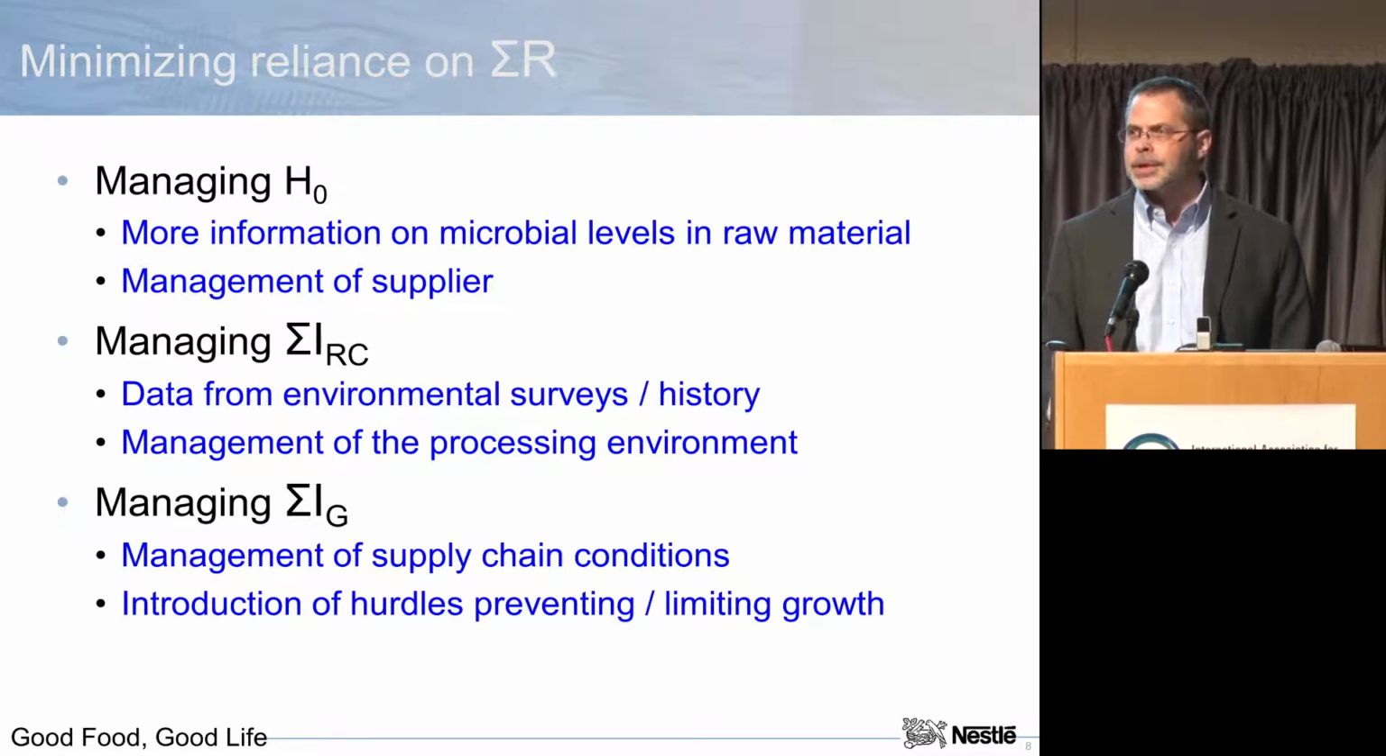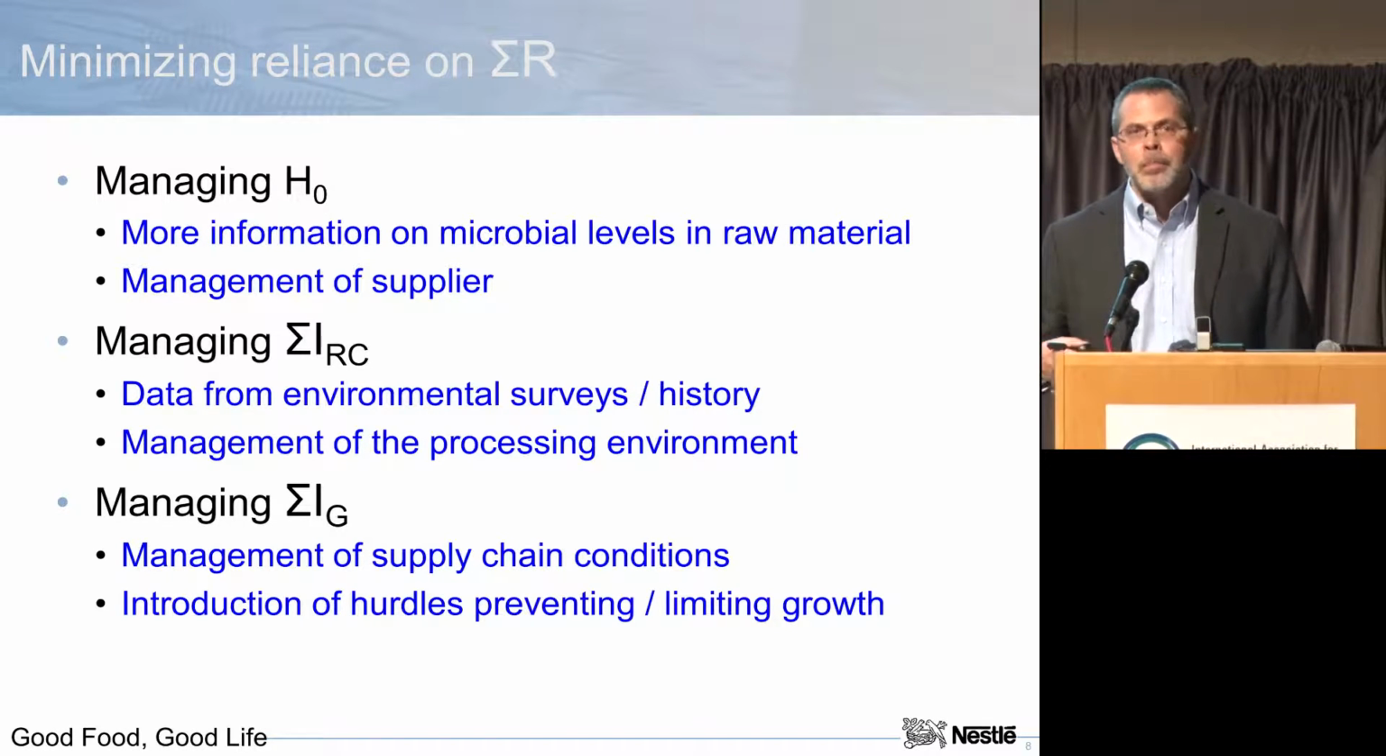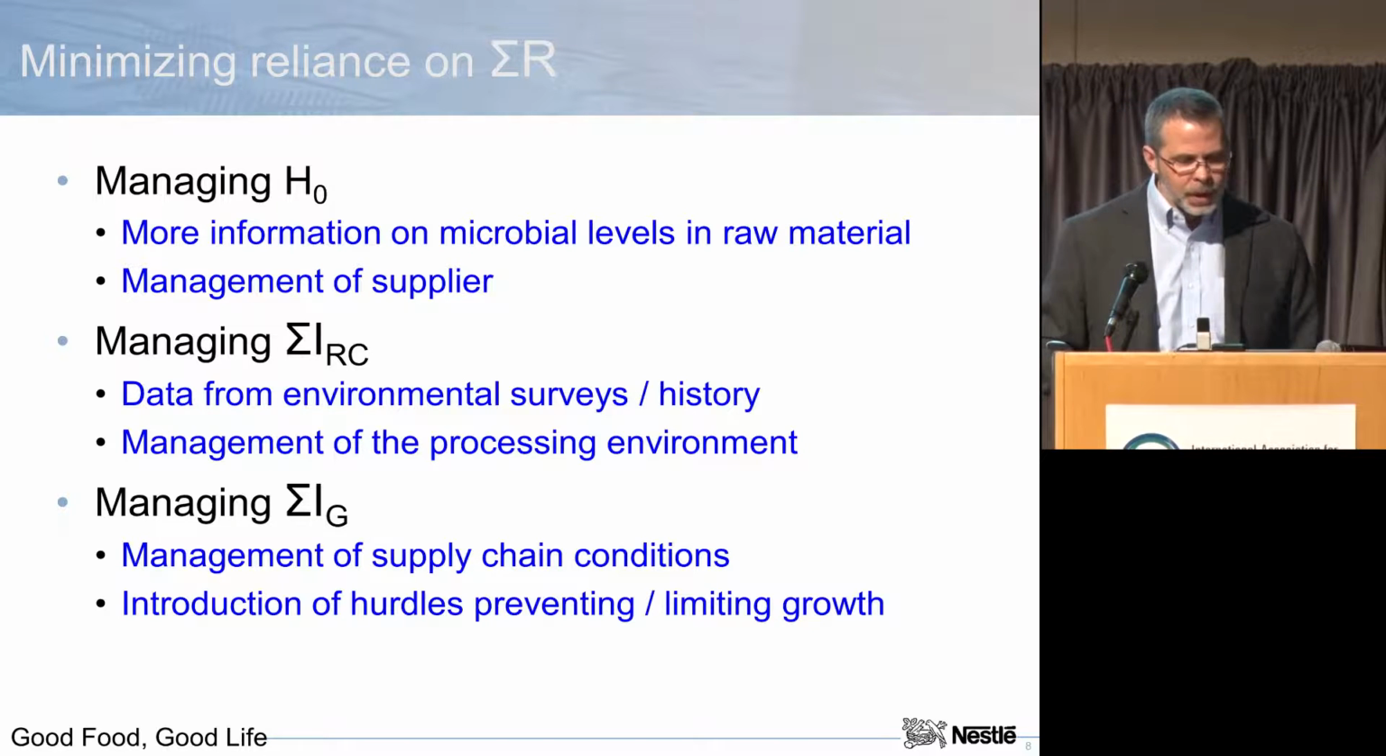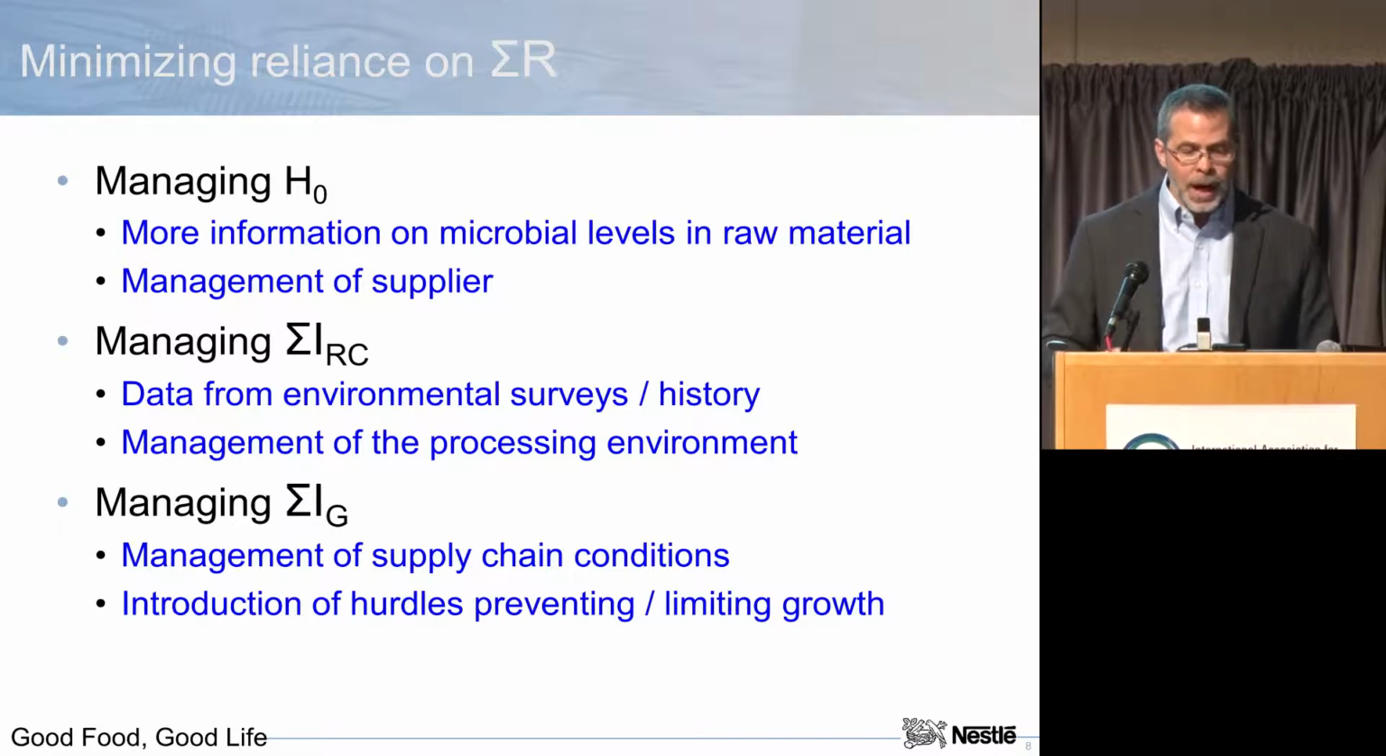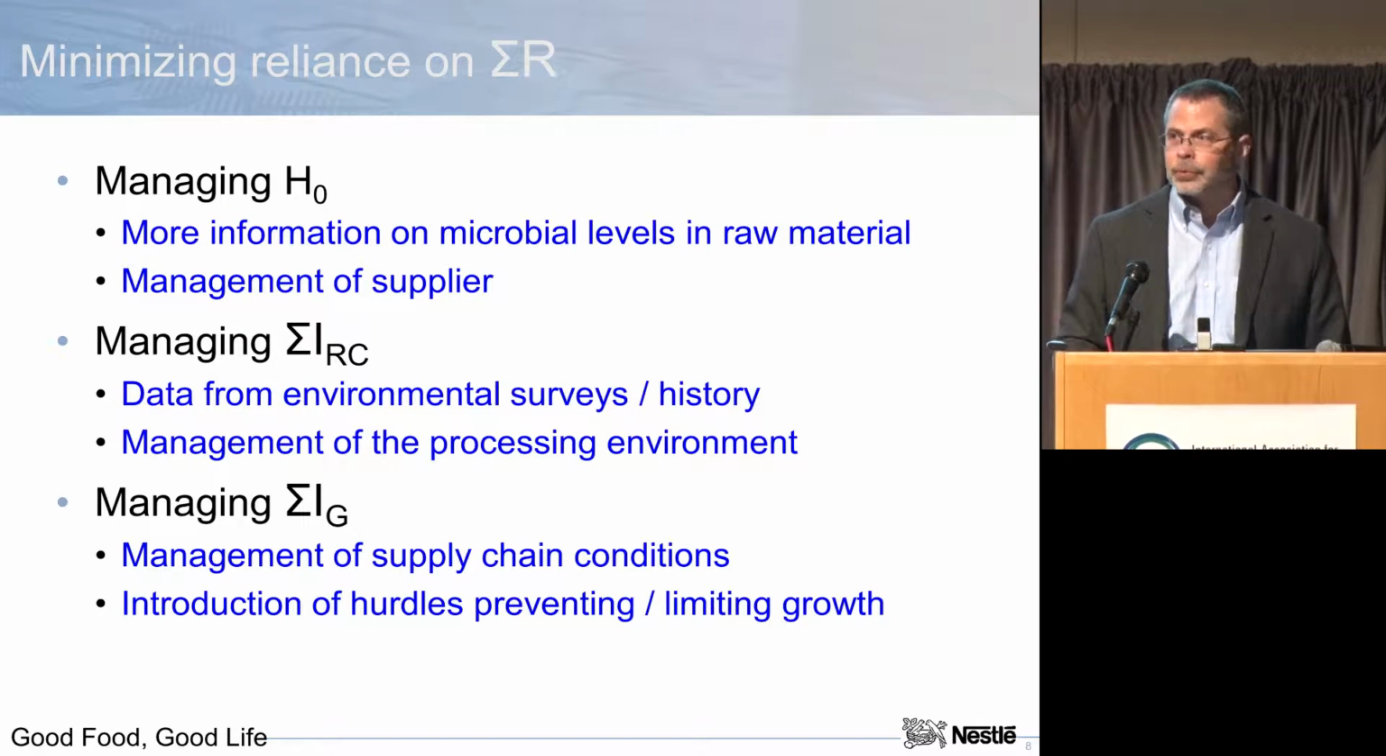If I've got a process I've been managing for a while and marketing wants to make a fresher tasting product, or I want to save energy or water by reducing the processing conditions, I may be able to minimize my reliance on that reduction step or modify the parameters of that reduction step by managing certain things in my process. So I can manage maybe the initial levels. I can get more information on microbial levels in raw materials. I can also make sure that I'm picking suppliers that I know manage certain risks to the levels of concern.